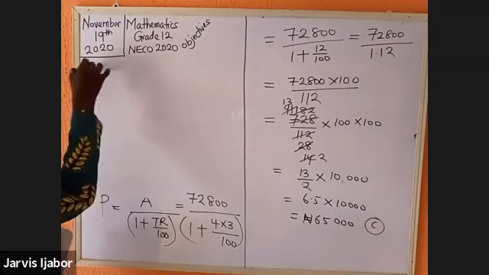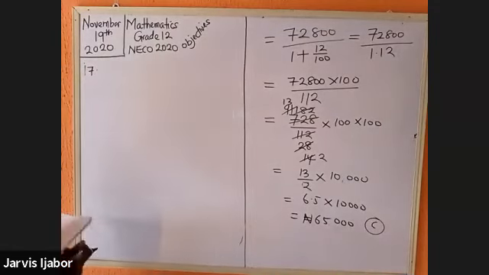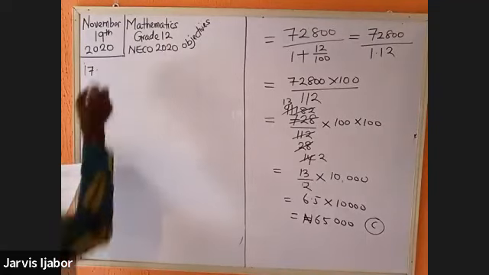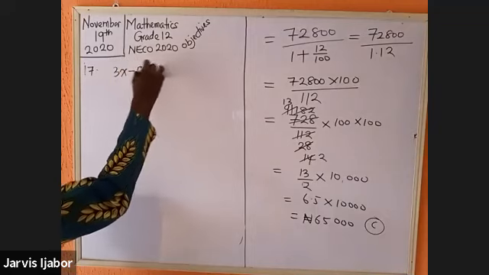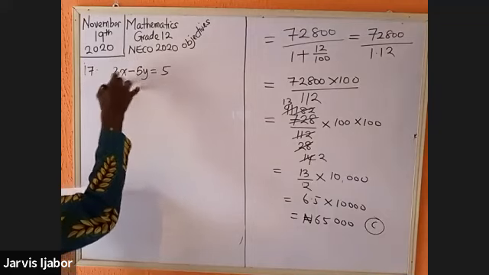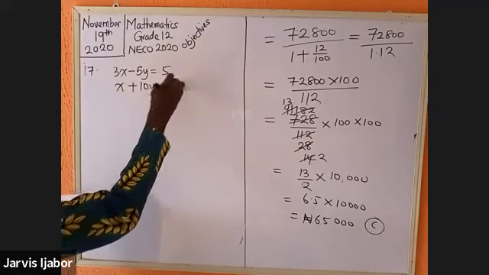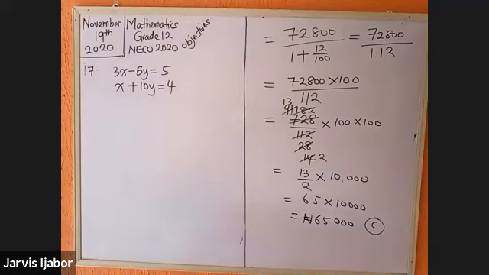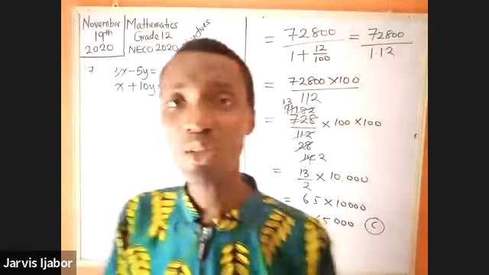So what about 17? In question 17, you are told to solve the simultaneous equations 3x minus 5y equals 5, and x plus 10y equals 4. I always tell my students that the best approach to simultaneous equations is the method of elimination.